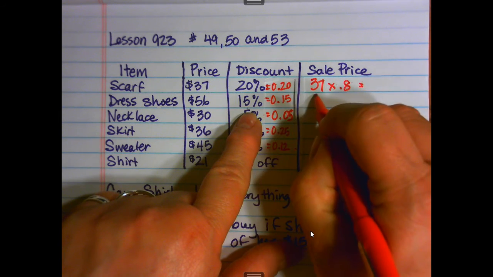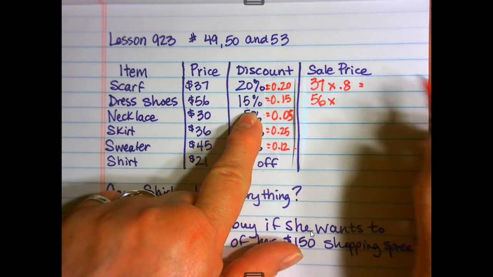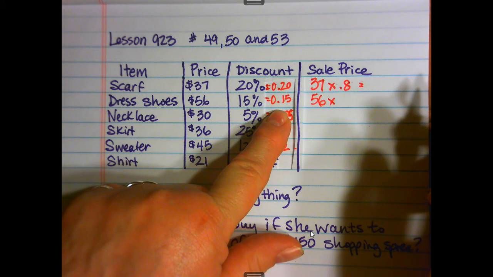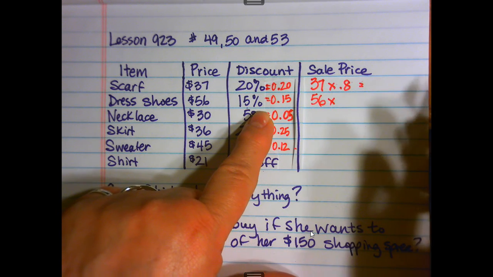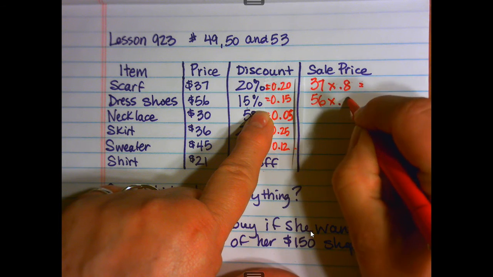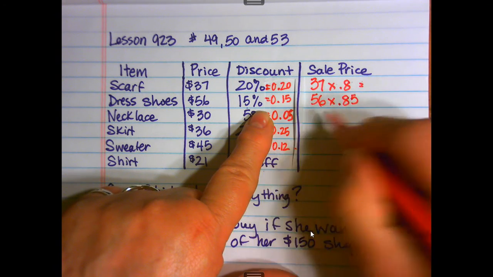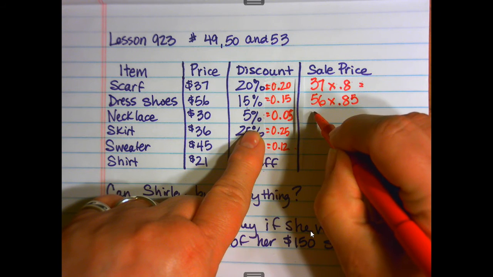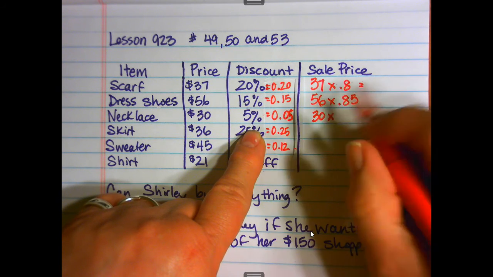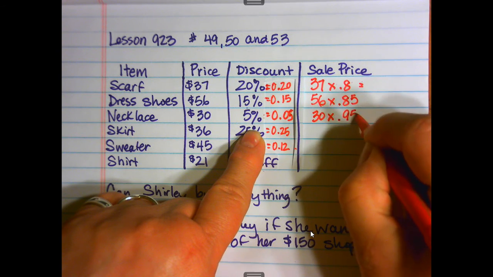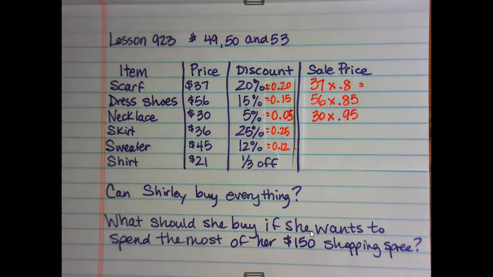I'm going to take my original price of my item, and I'm going to multiply it by the percent that I get when I subtract the discount from 100. So this next one will be 85% or 85/100. The next one will be $30 multiplied by 95/100. And I'm going to let you turn off the video right now, and let's go ahead and finish writing those expressions down, the equations down, and go ahead and take your calculator out and solve them.